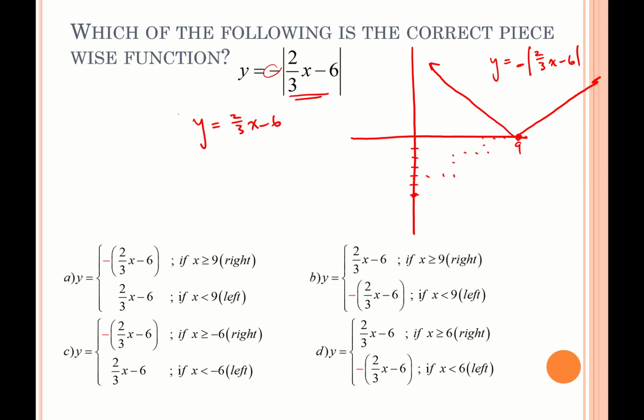So instead of going up, now it goes like that. It goes down like this instead. Okay, so there's my graph. This is the graph of the absolute value with a negative sign in front.